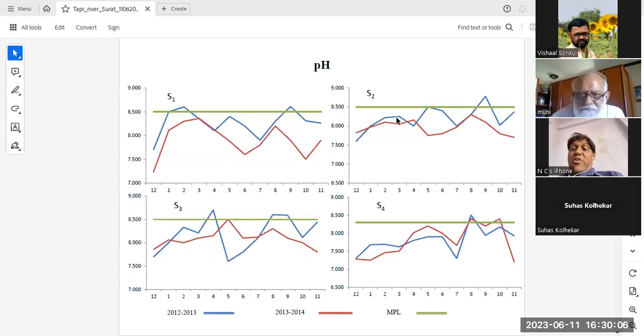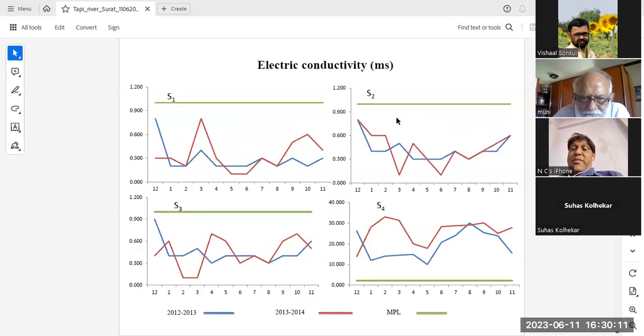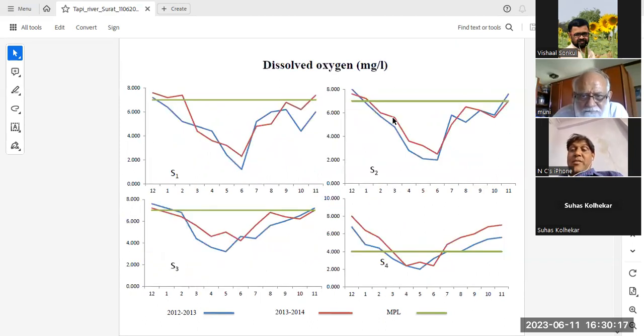This is the pH level of water. Next, please. That's the electric conductivity. Next. This is the dissolved oxygen in the water.